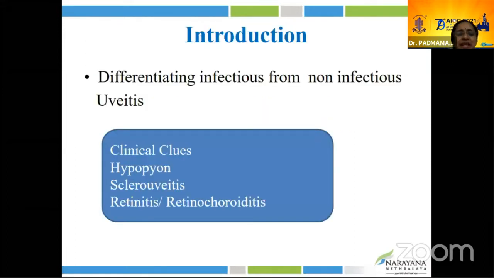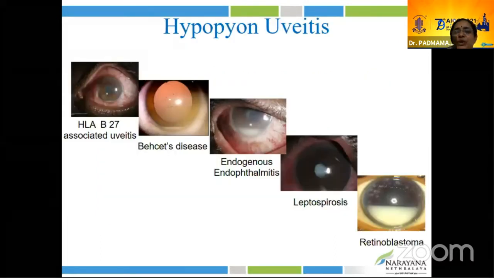Differentiating between infectious and non-infectious uveitis is of paramount importance in the diagnosis and management of uveitis. I will take certain clinical clues for how you can differentiate between the two. Clinical signs such as hypopyon, sclerouveitis, retinitis, or retinochoroiditis. In these three entities, how do we differentiate between infectious and non-infectious? Let's see. First, we will take hypopyon.